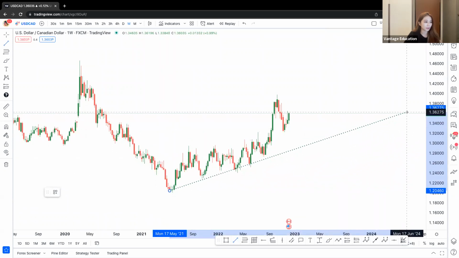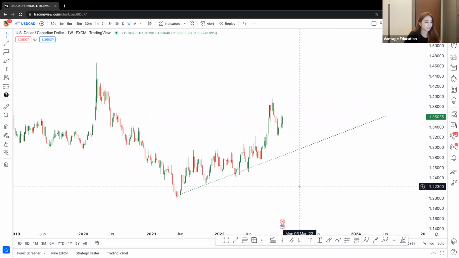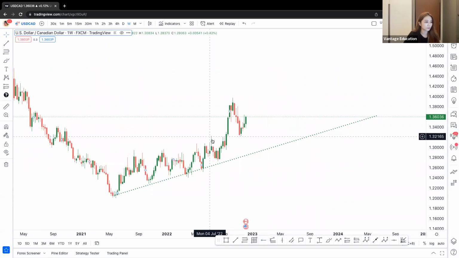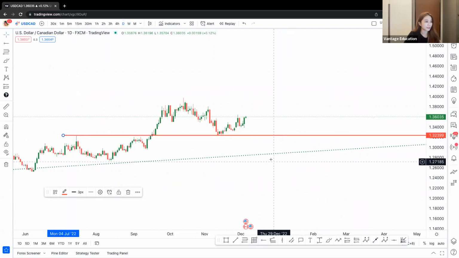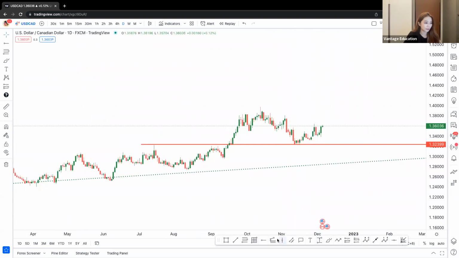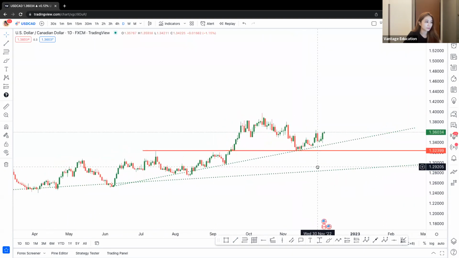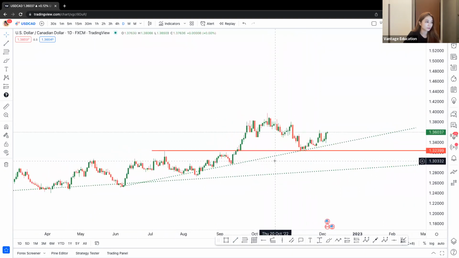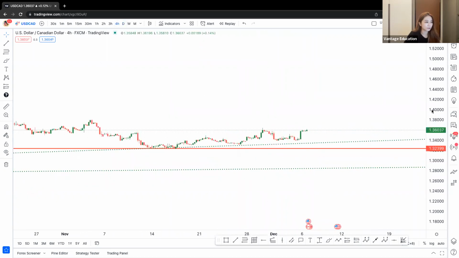Upward moving trend line. We also have a support resistance overlap. Let's look at the daily. On the daily, we have an upward moving trend line here as well. Let's continue looking at the H4.